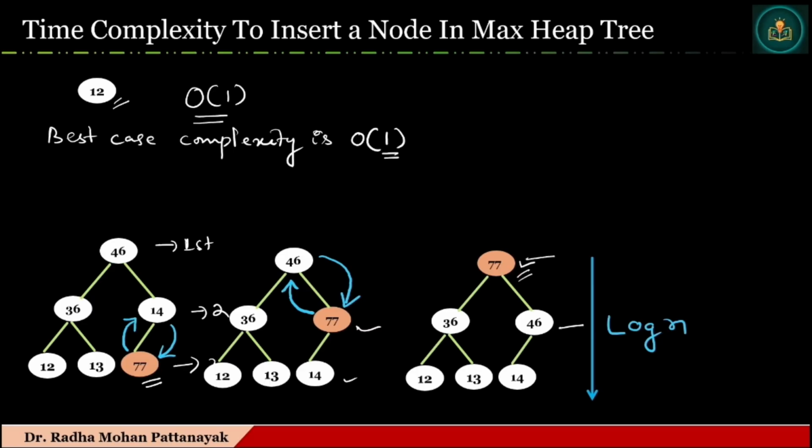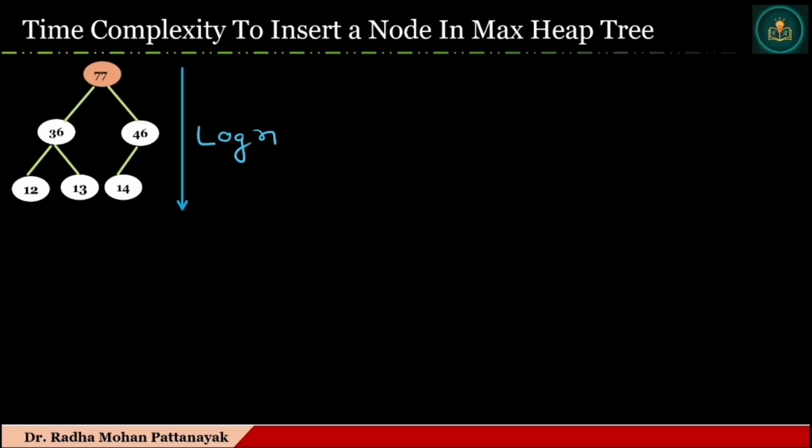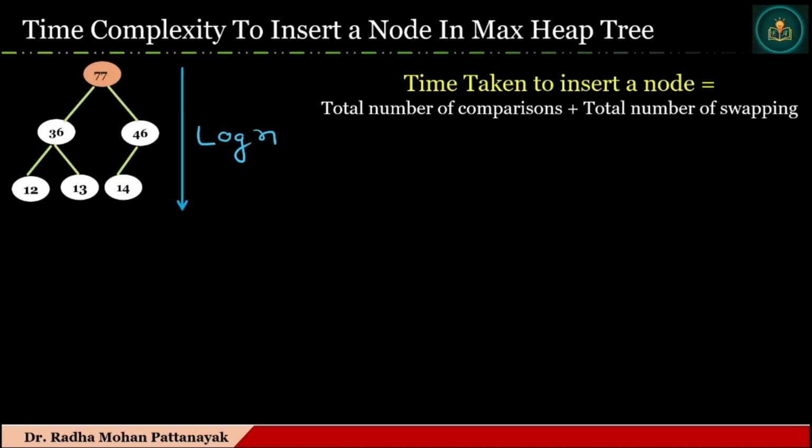Now we will find the complexity. As per the complexity rule, the time taken to insert a node is the total number of comparisons considered as well as the total number of swaps performed. So in this case, how much total number of comparisons will we consider? Log n. Similarly, how much total number of swaps do we consider? Log n. So how much is the total time taken? Log n plus log n, that is 2 log n. Clear? And you know that when we are finding the complexity, we are not considering the constant terms.